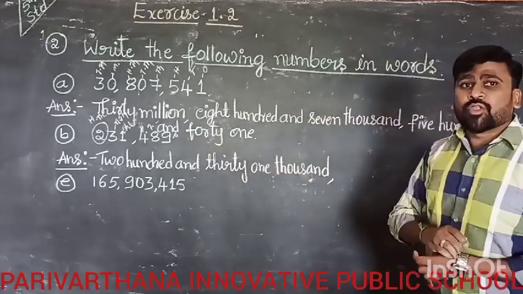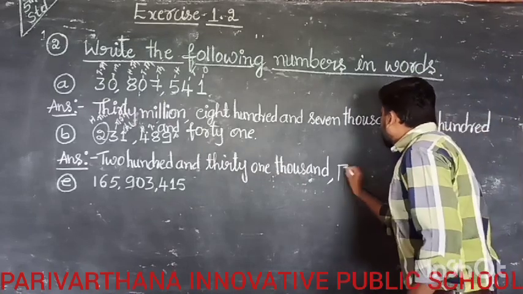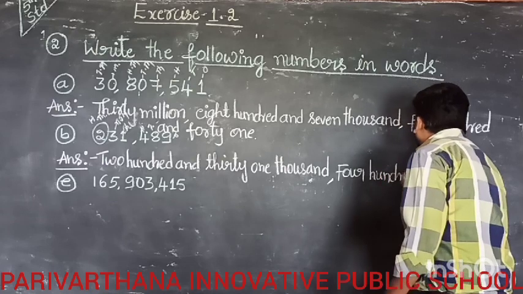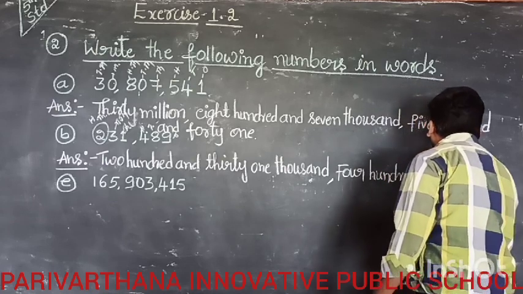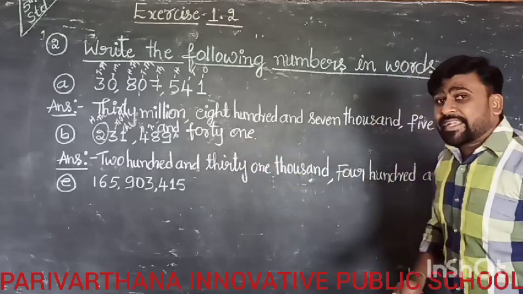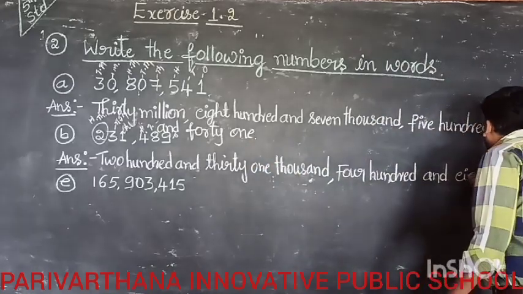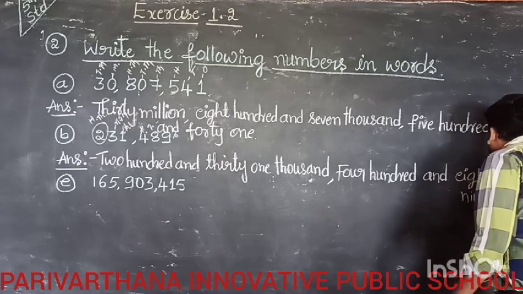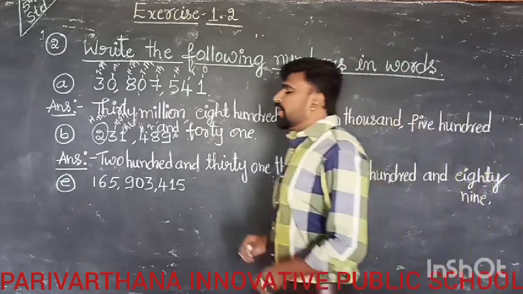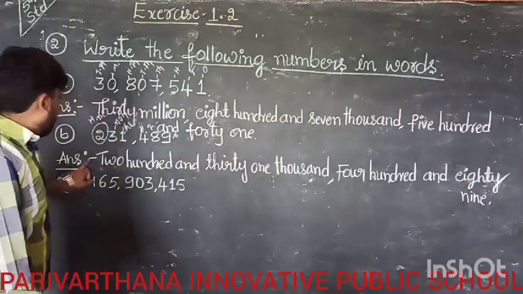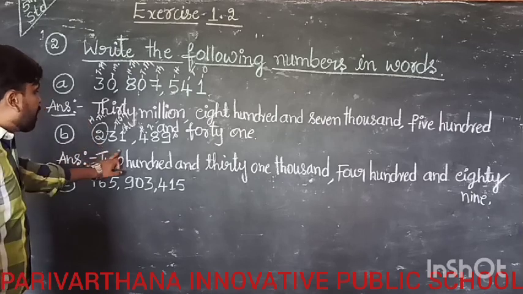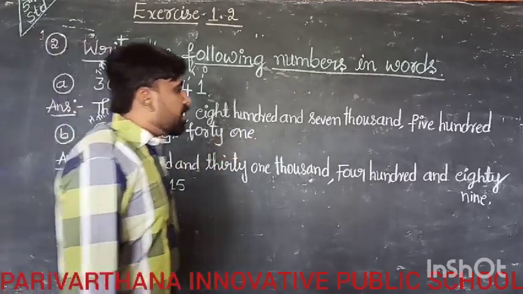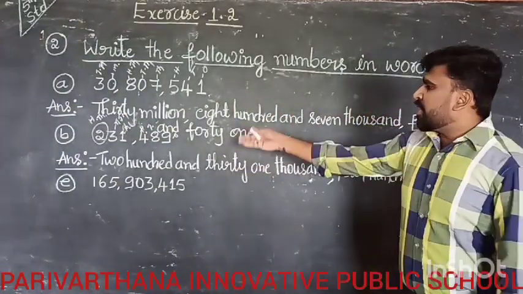Next, the remaining second group: 400 and 89. 489 is the answer for the second one, B. See here, 200 and 31,000, then 489. Finished.